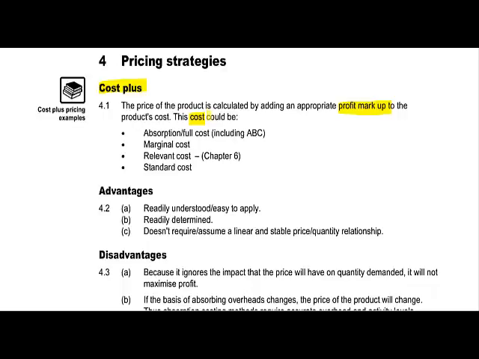Now, the advantages of all of that is that it's very easy to understand and easy to apply, regularly used, and there's a reason why it's used, because it's easy. The disadvantage, of course, is that it completely ignores the fact that the price will affect how many people want it, and it won't necessarily maximise profit.